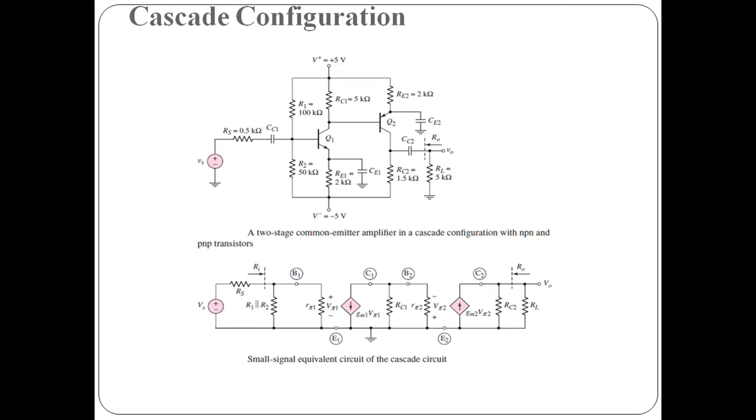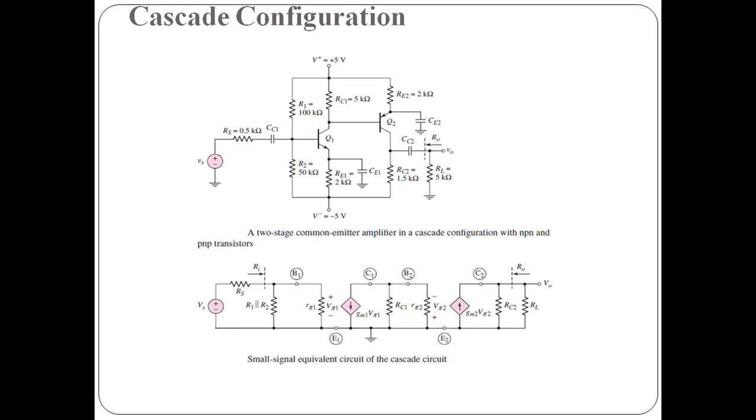Here the figure shows a two-stage common emitter amplifier in a cascade configuration. The first common emitter configuration consists of an NPN transistor, and the second stage of a common emitter configuration consists of a PNP transistor, where the output of the first stage of a common emitter is being fed as an input to the second stage of a common emitter amplifier. Now let us look at the small signal analysis of this cascade configuration.